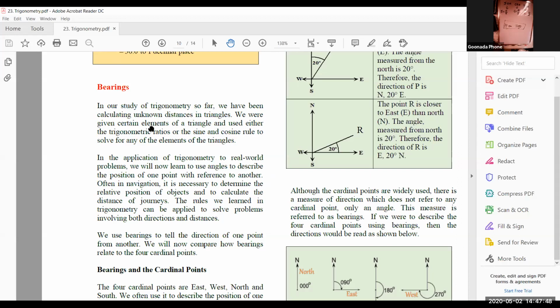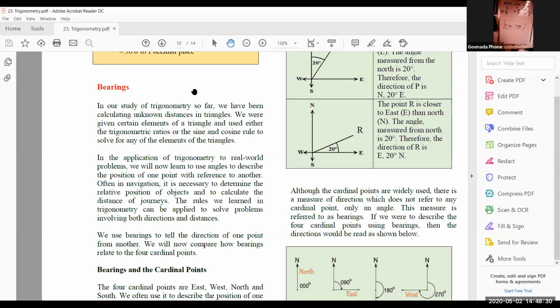Okay, let's see. So in our study of trigonometry so far, we have been calculating unknown distances in triangles. We were given certain elements of a triangle and used either the trigonometric ratios or the sine and cosine rule to solve for any of the elements of the triangles.